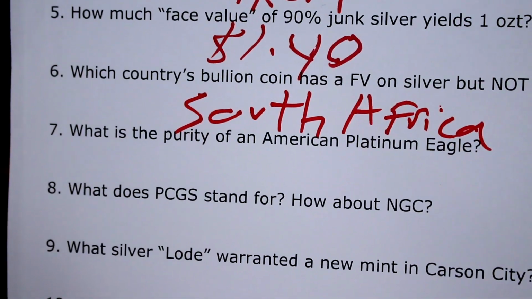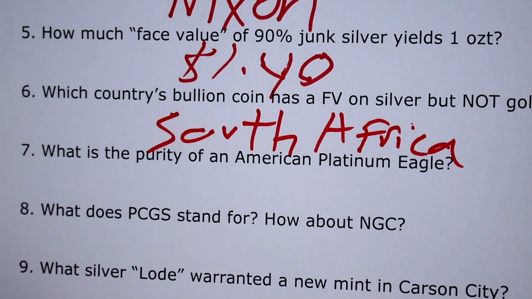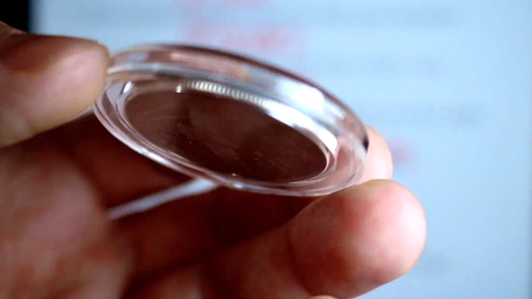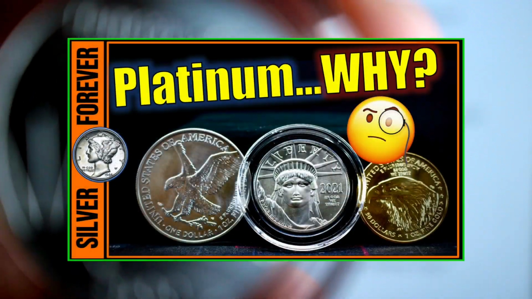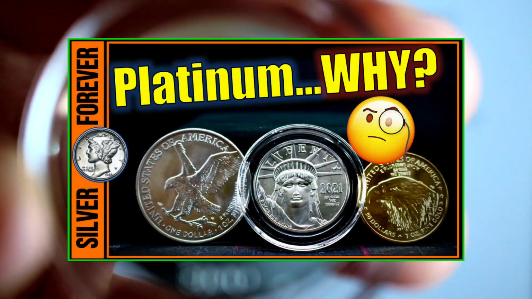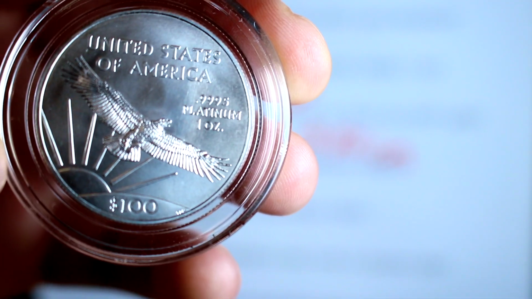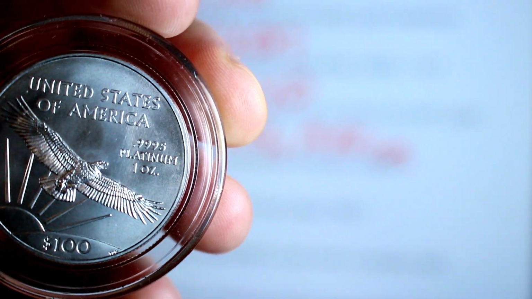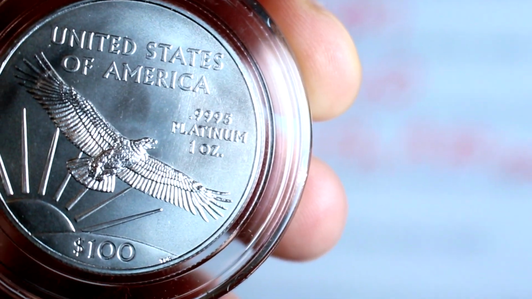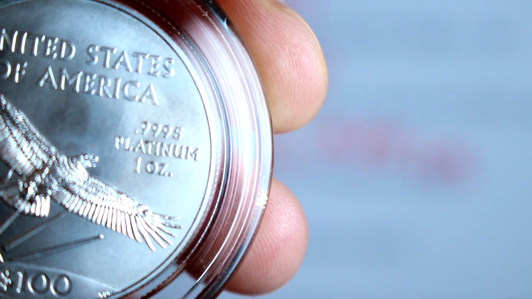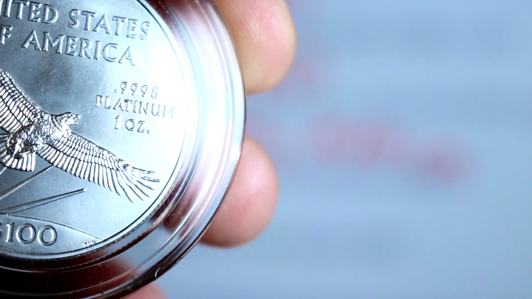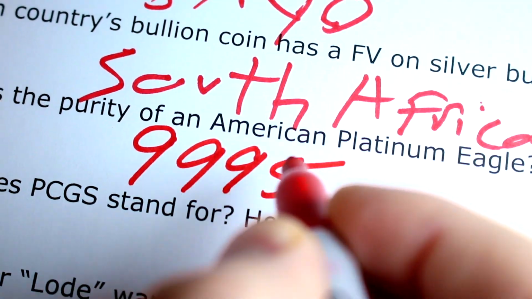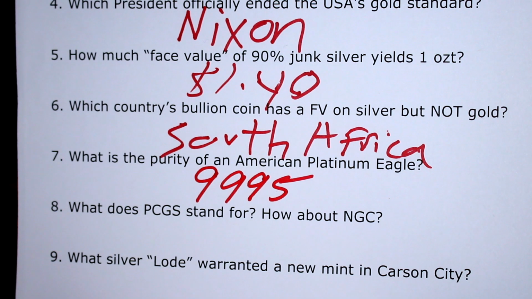Moving on, what is the purity of an American Platinum Eagle? Well, I already showed you the obverse, so let's look at the reverse and see what the purity is. Is it 3 nines fine? Is it 4 nines fine? The answer is neither. It is 3 nines and a 5 fine, so it is 99.95% pure. Sorry if that's a bit tricky for those of you who don't own platinum, but that's the way they do it. 9995.